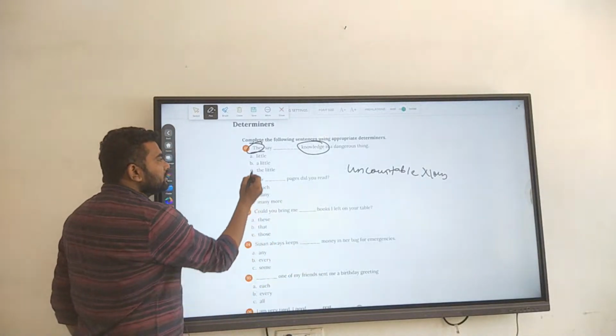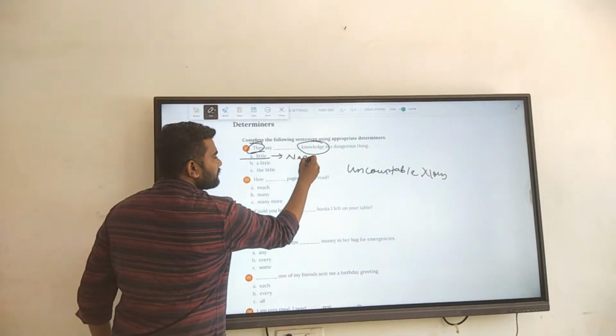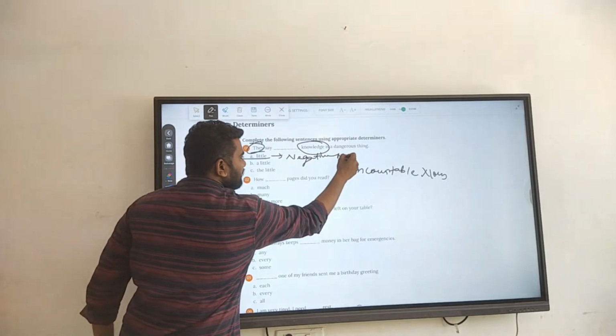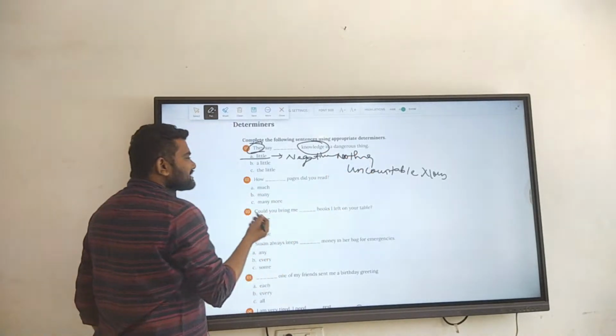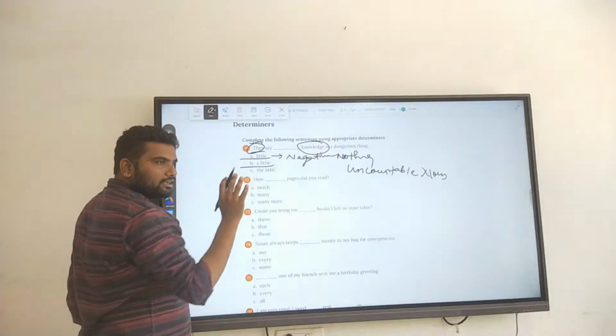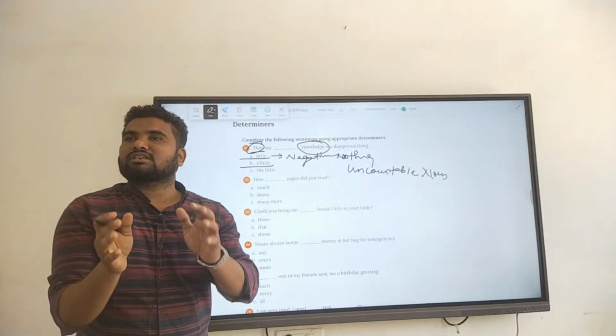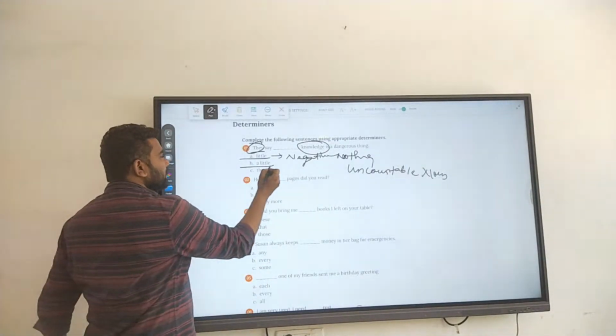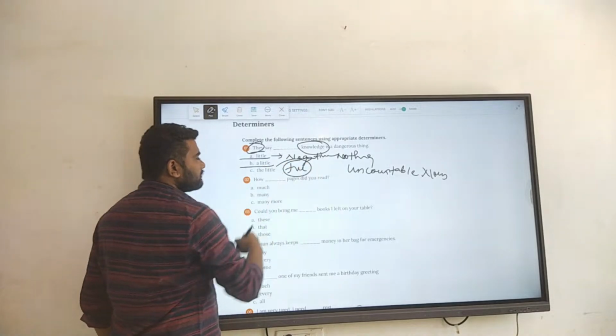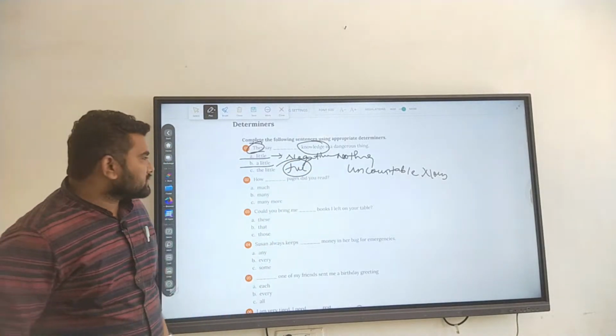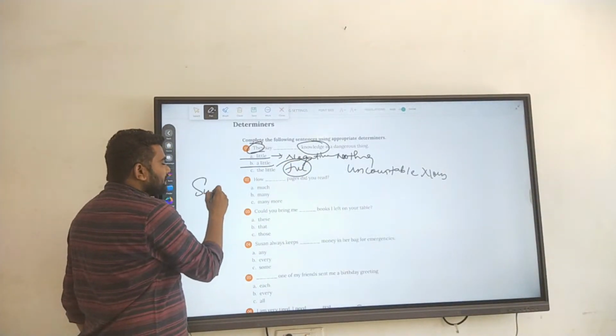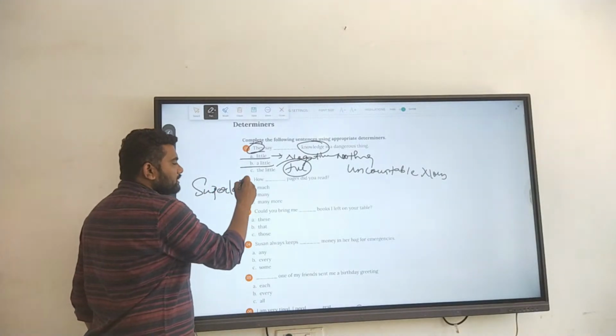Just I have told you, little means what? Negative. Negative means nothing. And the second one is a little. A little means what? A small proportion or small portion. Matlab, it is positive. The little you cannot use it, because the is used for what? Superlative.